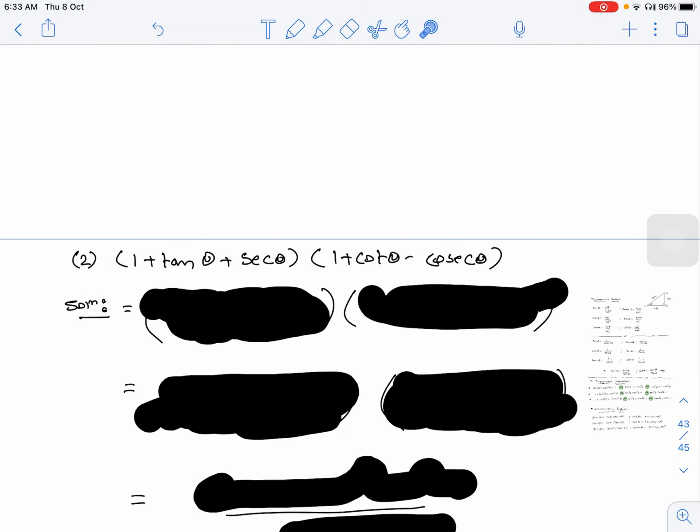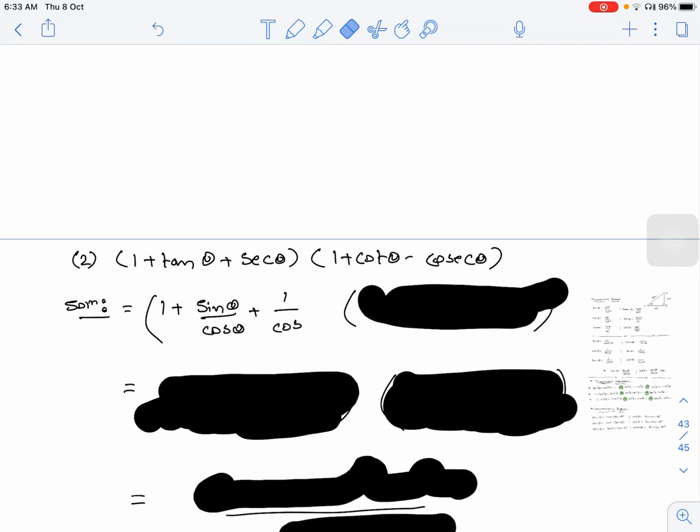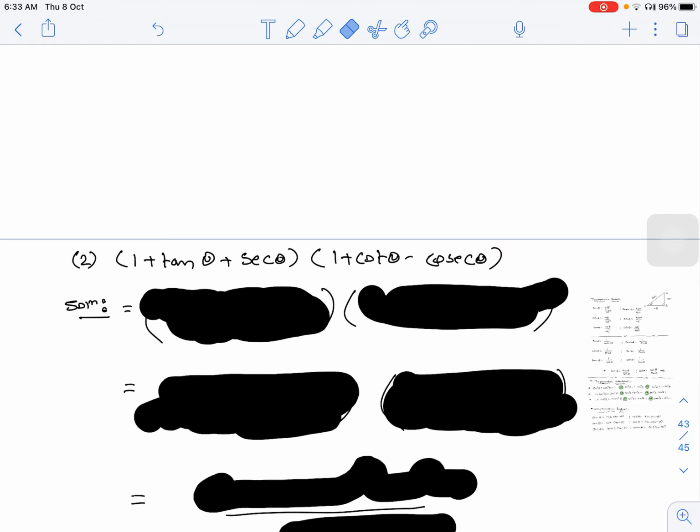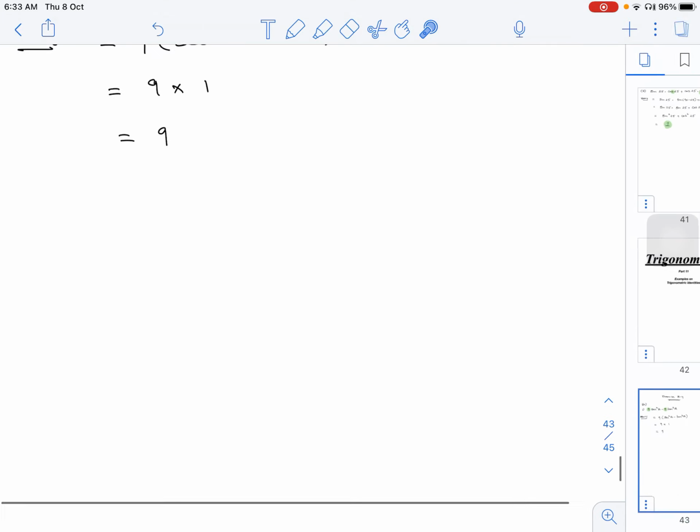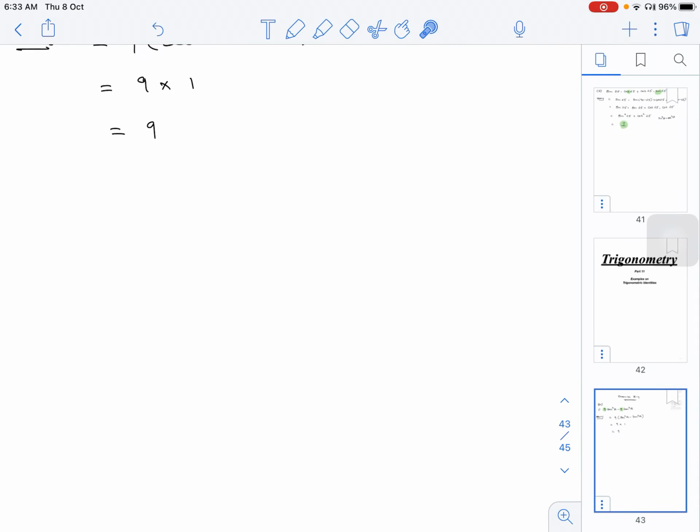Okay, so if you put that value, what do we get? Instead of tan theta, what value have we considered? Sine theta upon cos theta, plus instead of sec theta, what value have we considered? 1 upon cos theta. Just a minute, let me make it easier for us.